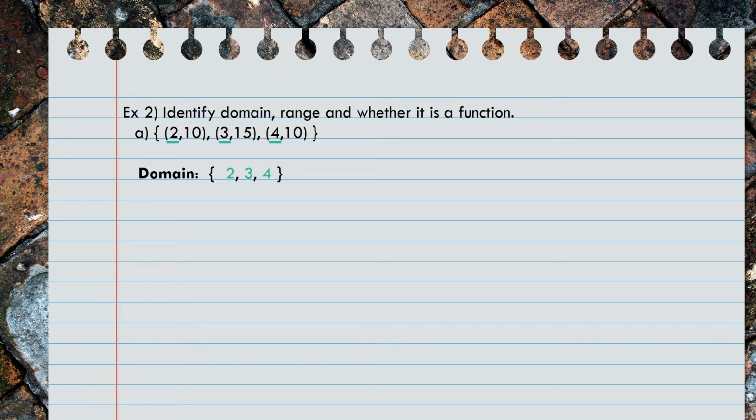Now we're ready for our range. Your range consists of your y values. So go back to your ordered pairs and underline your y values. We see we have a 10, 15, and another 10. So our range would be 10 and 15. Now notice, once a value is listed, there is no need to repeat. In other words, do not include 10 in your list twice.